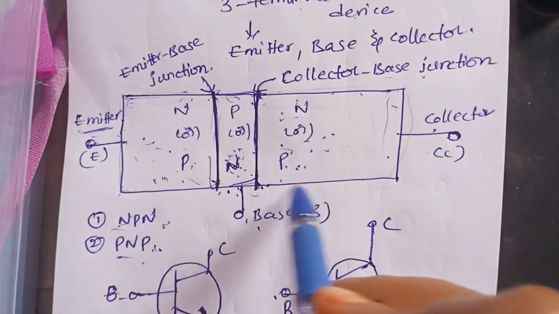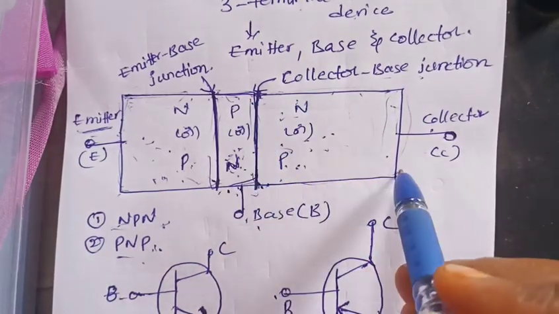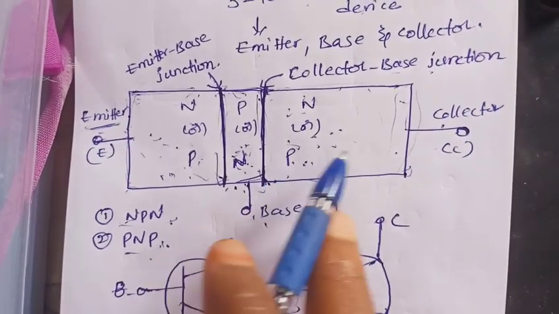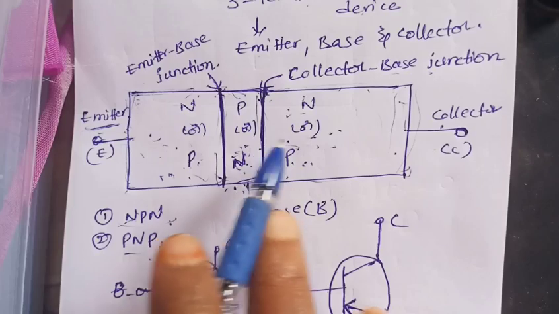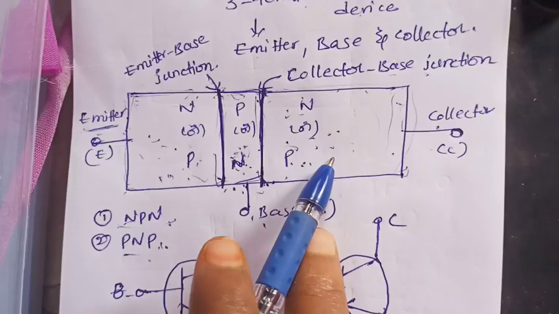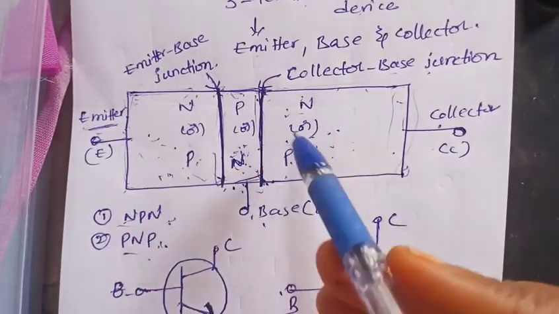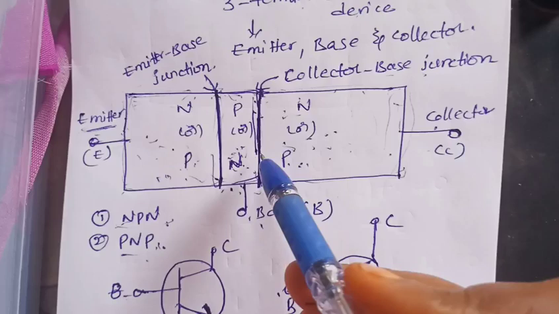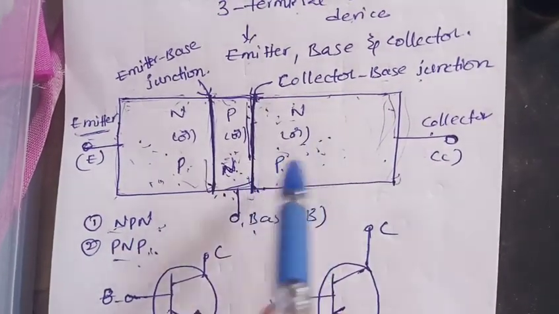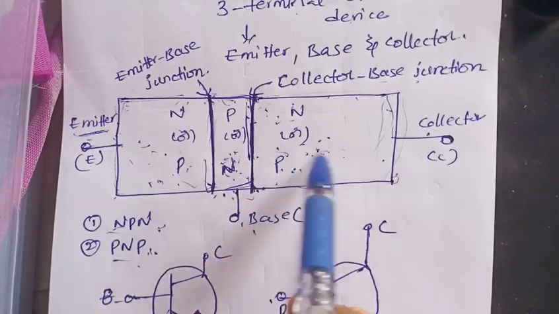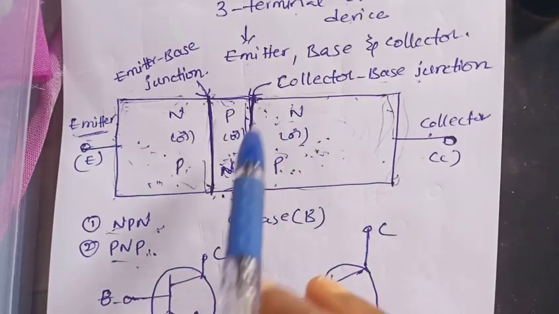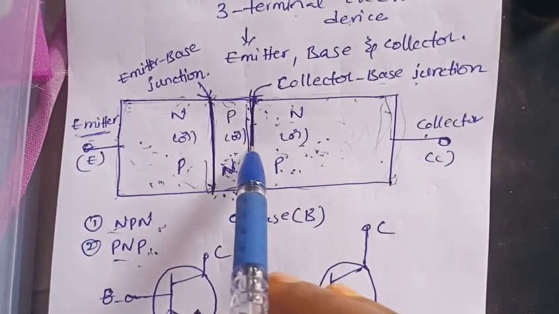And coming to the third region, this is known as the collector region. It is the right part of the transistor. The main function of the collector is to collect majority charge carriers from its junction. The collector is always reverse biased. Why? Because it collects the majority charge carriers. That means it removes the charge carriers away from its junction.